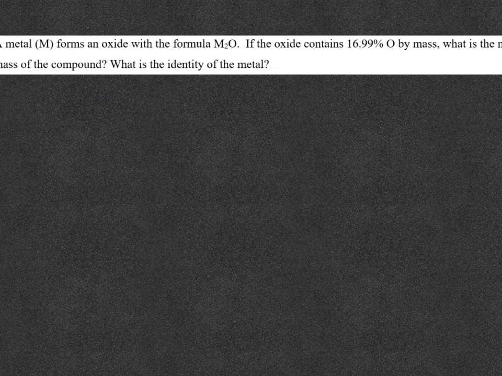We did an example like this in class, but this one is a little different because this one is M2O. The example we did in class was MO. So we have this compound. It contains 16.99% oxygen by mass. We want to know basically what is the unknown metal and what is the molar mass of the compound. Well, I know that the percent oxygen in this is going to be 1 times the mass of oxygen divided by the total molar mass. And the problem tells me that this is 16.99% oxygen.